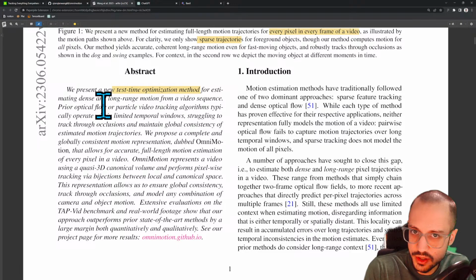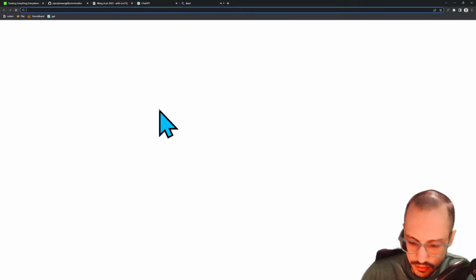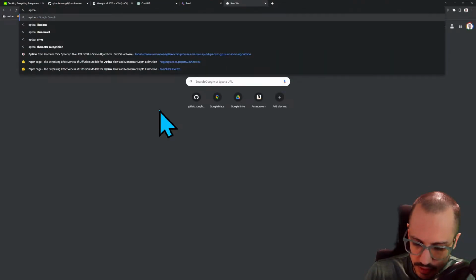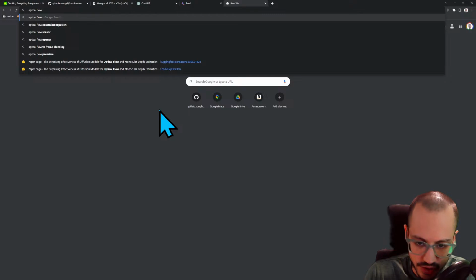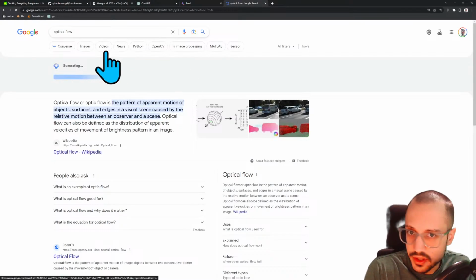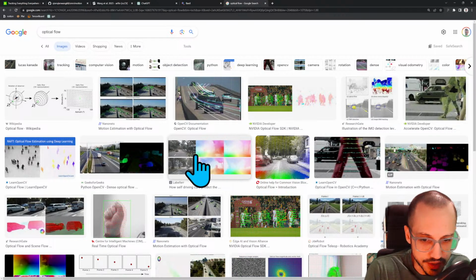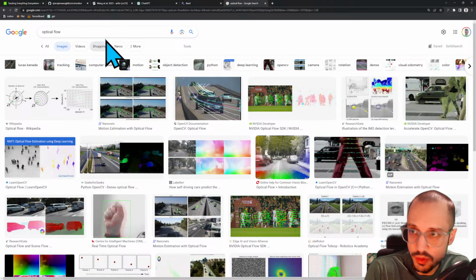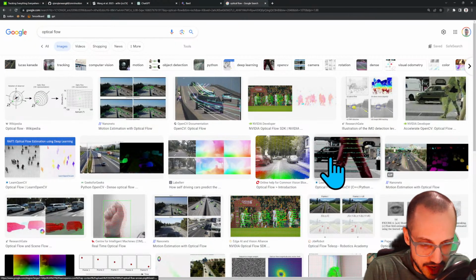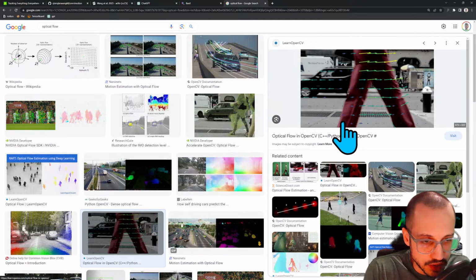Prior optical flow or particle video tracking algorithms. Whenever you hear tracking, optical flow is generally not too far behind, but this is basically the classic definition of what they're doing here, which is basically every point in the image, where does it move?